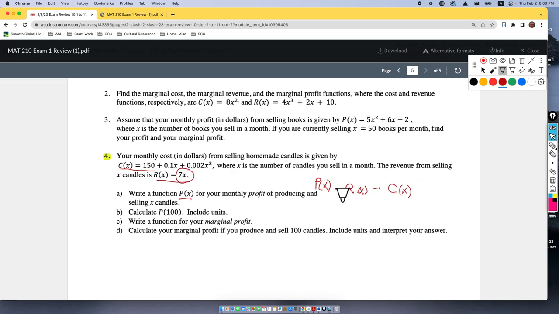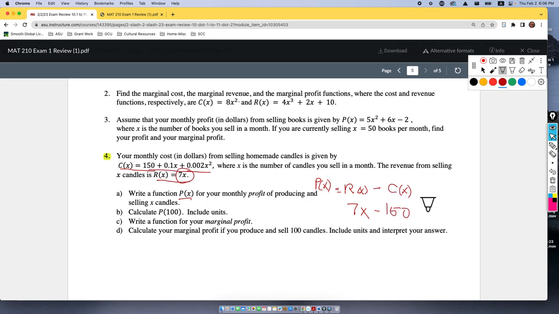So revenue is simply 7x. Cost is this longer thing. And you can do it in multiple ways. You can write it and put a parentheses, but what you have to make sure is that that negative, that subtraction, is going to distribute to each of the terms. I like to do that in advance, save myself. So this 150 is going to be negative 150, right? I'm kind of distributing the negative as I go.